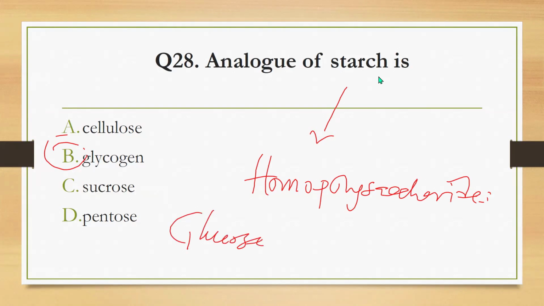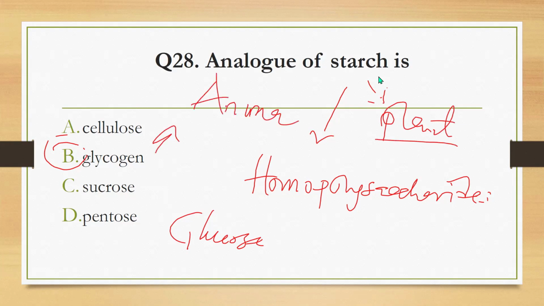The repeating unit of starch is only glucose. There is no other molecule. So in the case of a homopolysaccharide, the repeating unit is the same repeating unit you will be using to build up the polysaccharide. Starch is found in plants. It's a homopolysaccharide that is found in plants, and glycogen is also a homopolysaccharide that is found in animals. But what is the difference between the two?